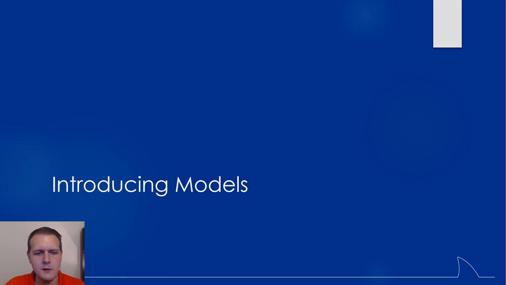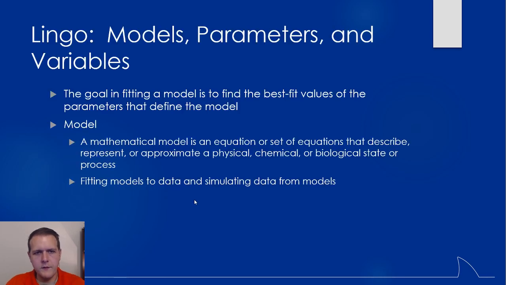So let's look at how we're going to be introducing models. Some of your goals when trying to develop a model is to try to find the best fit values from a data set that define that model, right? Just like we mentioned with the linear regression, you're taking an actual data set where you collected information and then developing a model off of that, right? That's going to be that mathematical set of equations that are going to be able to better represent or describe either a physical, chemical, or some sort of biological state or process.